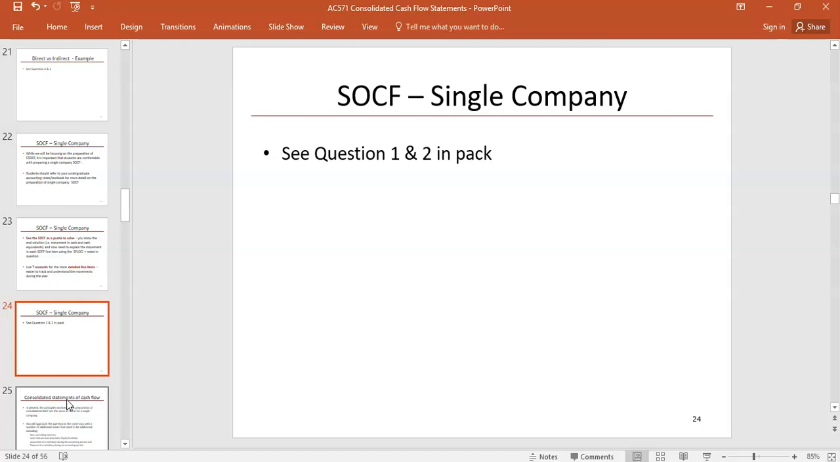Right, so that was the statement of cash flow, just revising the single company. We'll now go on in the next part and we're going to look at, well, what type of additional adjustments will we have when we're doing a consolidated statement of cash flows.